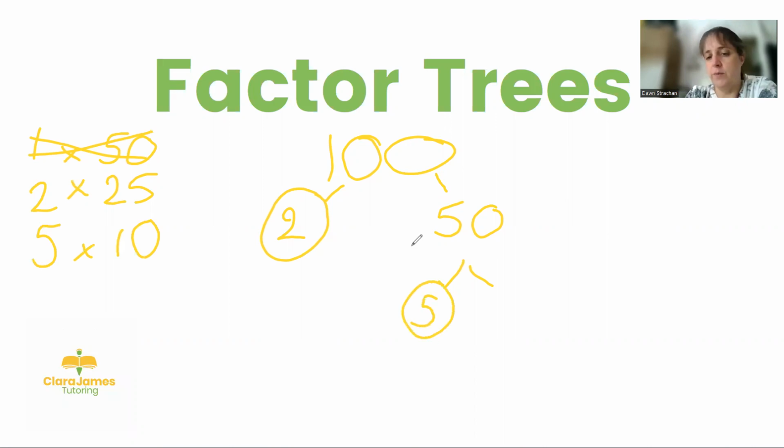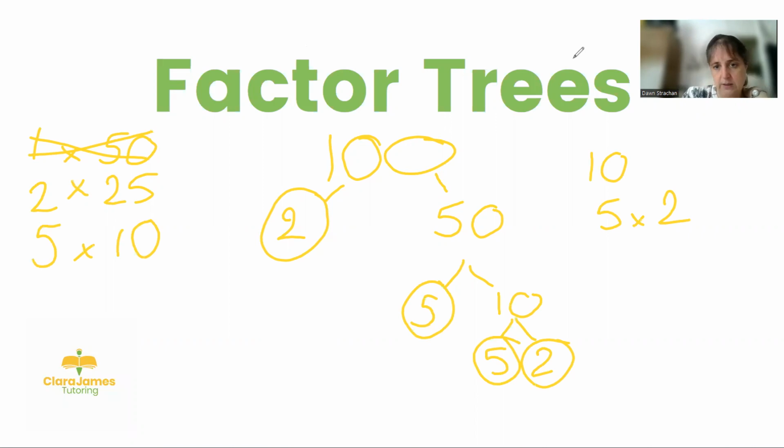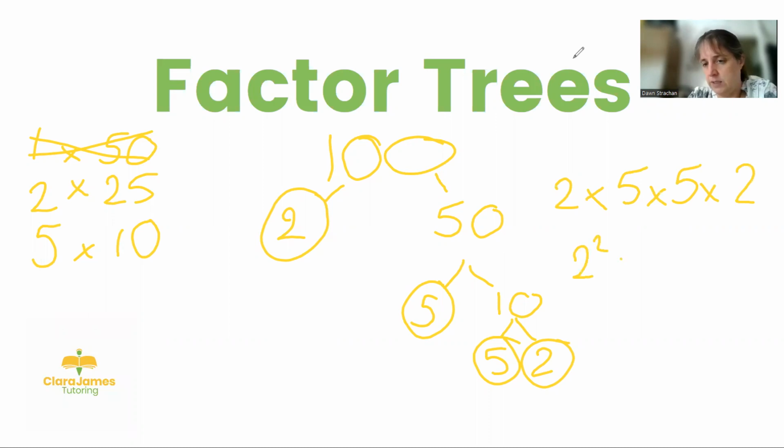So 5 is prime, so we'll pop that in the circle and take 10. Okay, 10 can be made by 5 times 2. There's no other options, so we'll take that as our example. 5 times 2 is 10. So that means our answer can be written as 2 times 5 times 5 times 2, which can be simplified down to 2 squared times 5 squared.